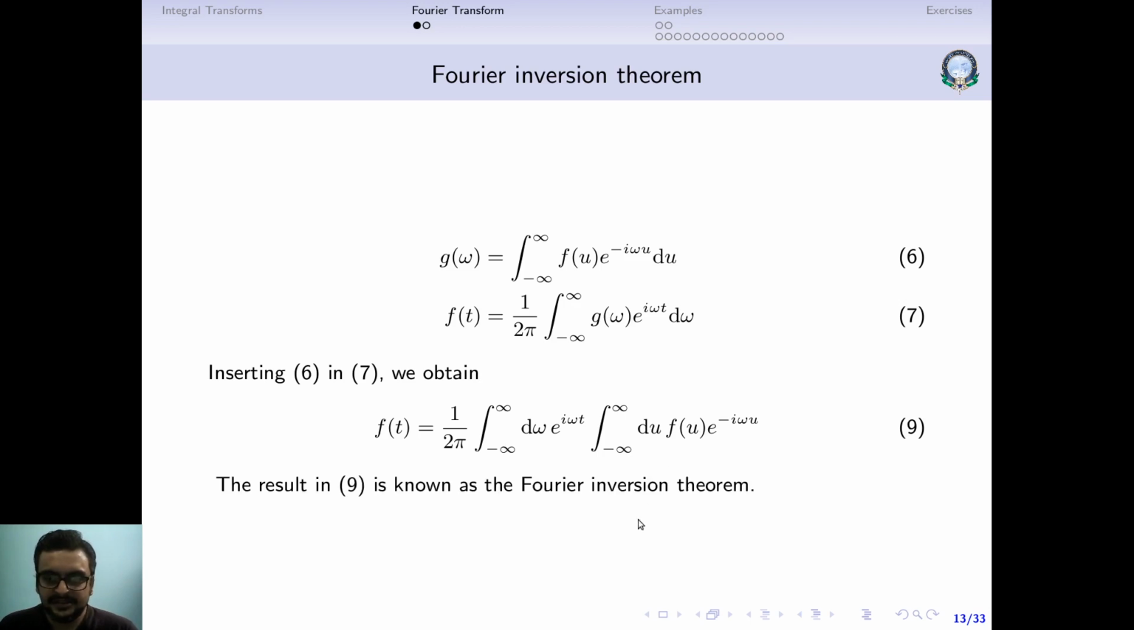This result is known as the Fourier inversion theorem. Why it's called the Fourier inversion theorem is very simple. It says basically that if I take the Fourier transform of a function and then I do the inverse Fourier transform, then I should get back the original function. So, okay, that's an important result for students. It looks very trivial, but it's a good result to remember.